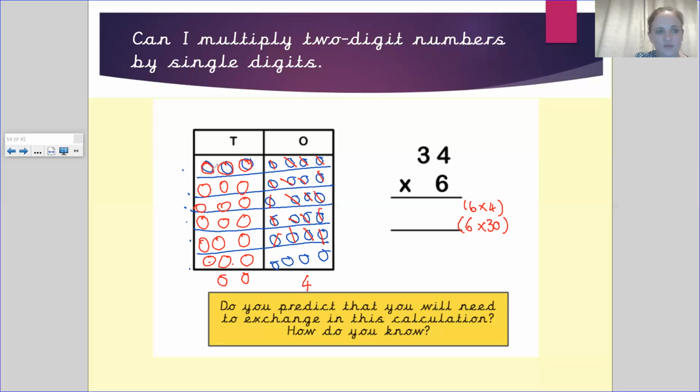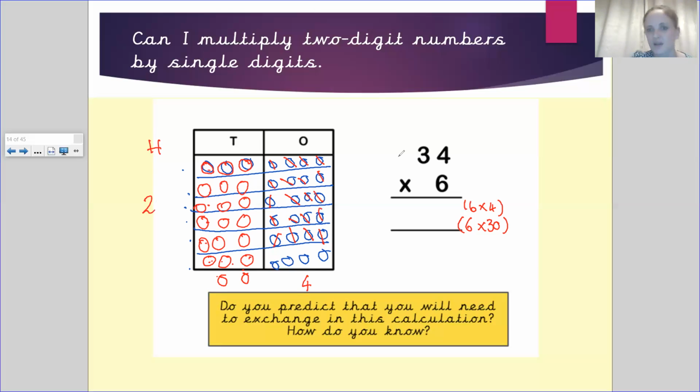Counting in 3s: 3, 6, 9, 12, 15, 16, 17, 18, 19, 20. There are 20 tens, which means we have too many tens for this column. So we're going to have to move into our hundreds column, because we have 2 hundreds, no tens, and 4 ones.